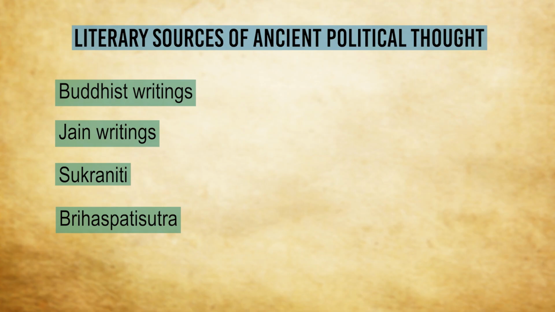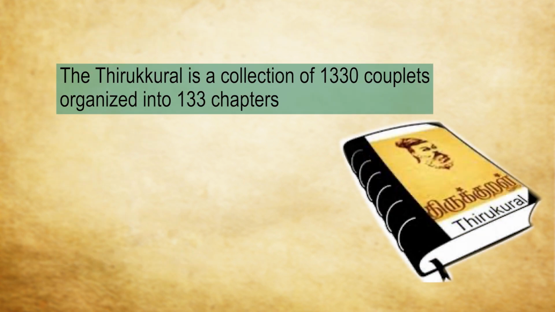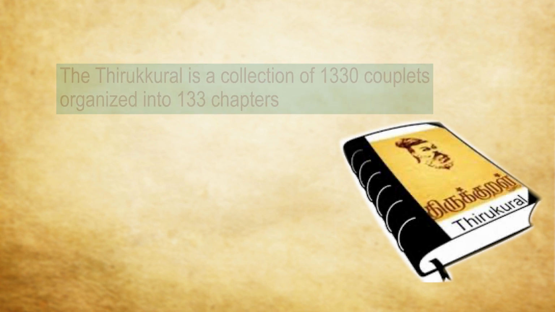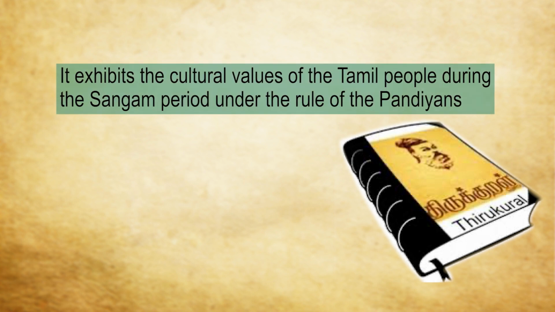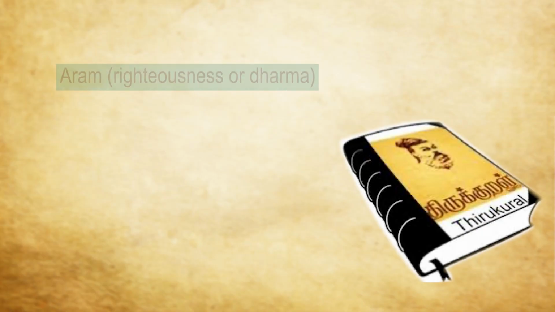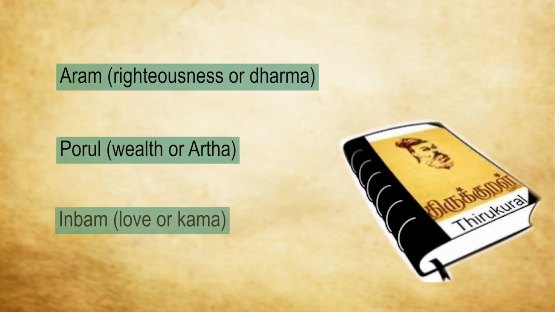The last important text focuses on the Dravidian tradition, Kural of Thiruvalluvar. It is a collection of 1,330 couplets, and these couplets are organized into 133 chapters. Basically, it's a reflection of the cultural values of the Tamil people during the Sangam period under the rule of the Pandyans. Kural is divided into three broad segments: Aram, Porul, and Inbam.